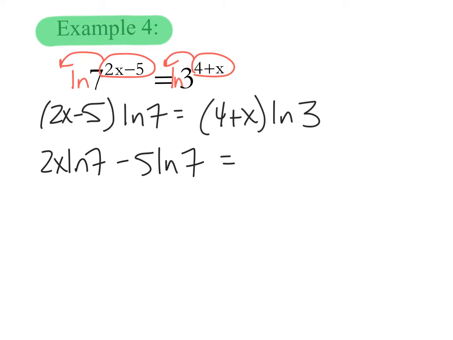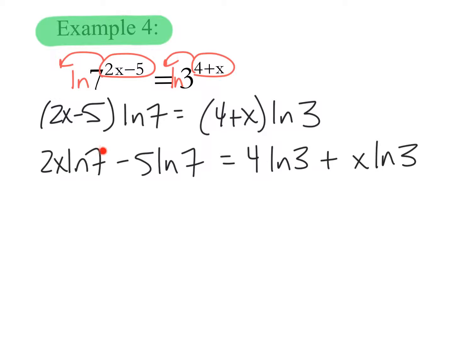And again, same thing on the other side. 4 ln 3 plus x ln 3. And all of these ln's, you guys, are representing decimals. And instead of using the decimal in the calculator now and having to write that all down throughout the whole problem, I'm continuing it as ln 7, ln 3 through the whole thing.